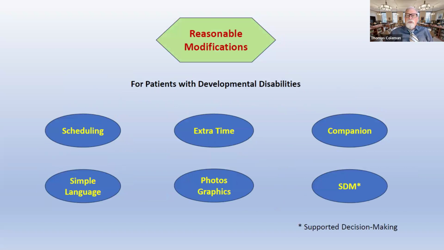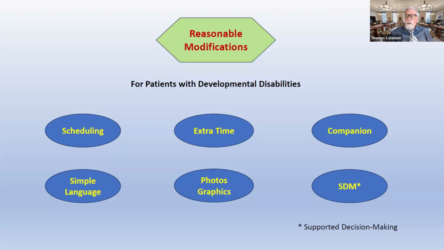Reasonable modifications. The federal law says, these rules say that patients with disabilities are entitled to have reasonable modifications of normal policies and procedures. This might entail when visits are scheduled, so it's scheduled at a time when the person's operating at their best rather than at their worst. It might take extra time for a visit, or maybe there has to be a second appointment made to give them time to think about it and make a decision.